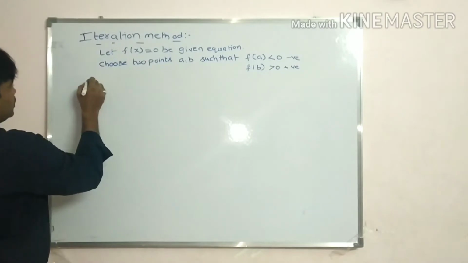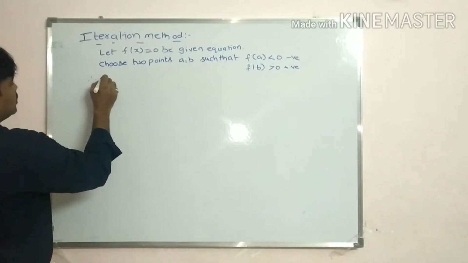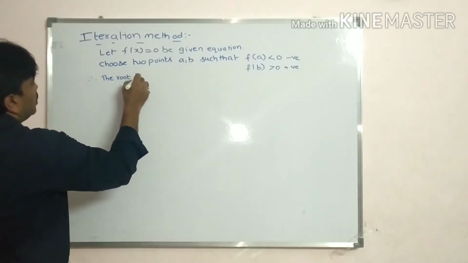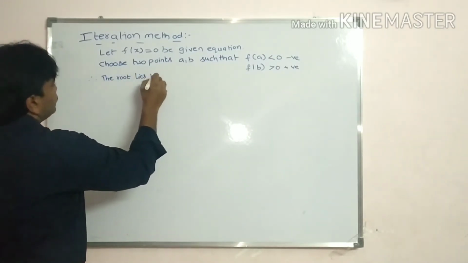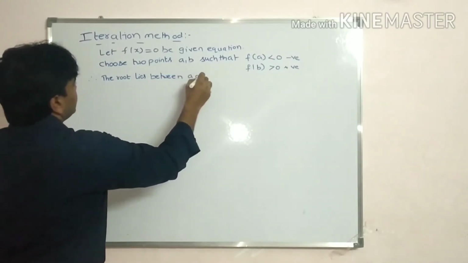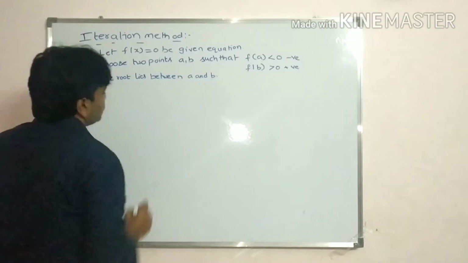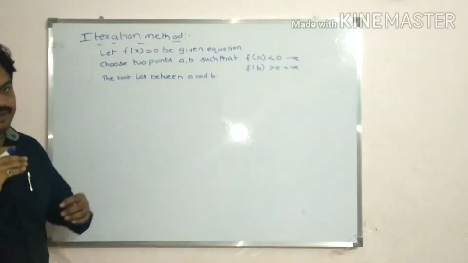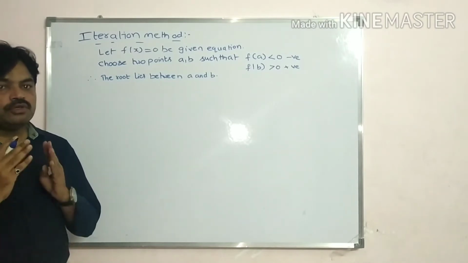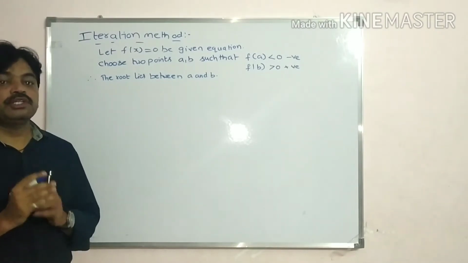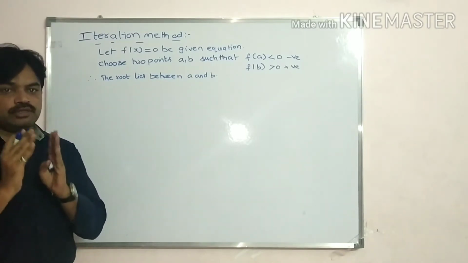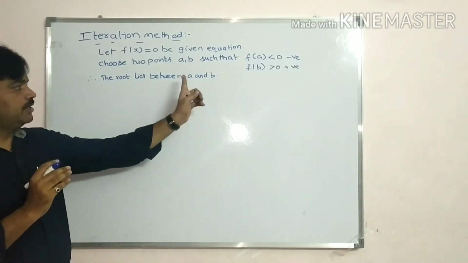Therefore, we can say that the root lies between A and B. Now, here onwards the iteration method starts, students. Now you choose one root between A and B.